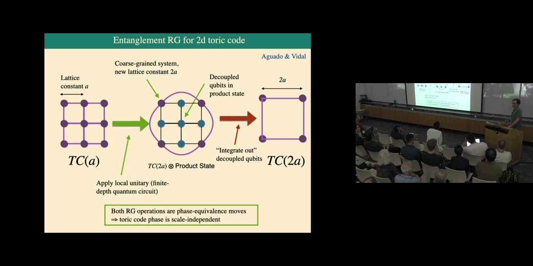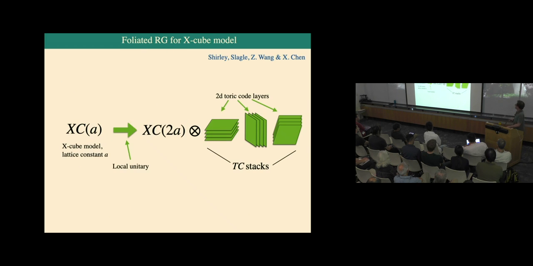The thing to observe here is that both of these RG operations are phase equivalence moves in the standard definition of phases. This is basically the same as a continuous deformation of the Hamiltonian. This is unstacking with product states, which is allowed. That tells us that the toric code phase is scale independent, as we would like. So that's nice. But what about the X-cube model that I told you about? What happens if you try to do entanglement RG there?